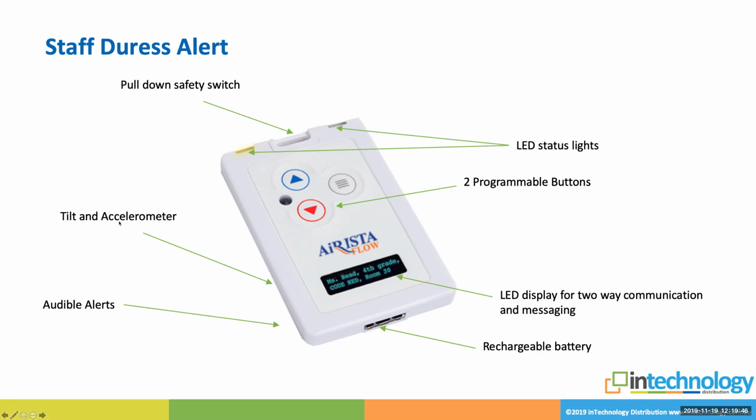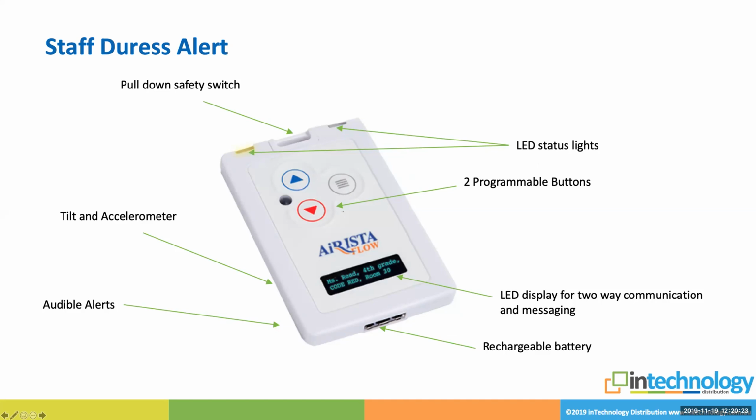We also have built into this a tilt and an accelerometer. So if somebody is knocked unconscious, as an example, and they don't have the ability to pull the duress, the tilt will give man down functionality, so that the tag itself will communicate back to the system to let them know that there is somebody in a duress situation. The LED lights allow you to know that the system is active and on the network.